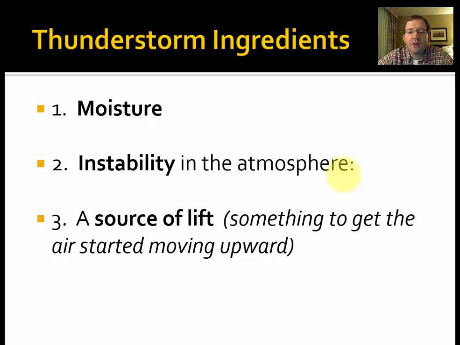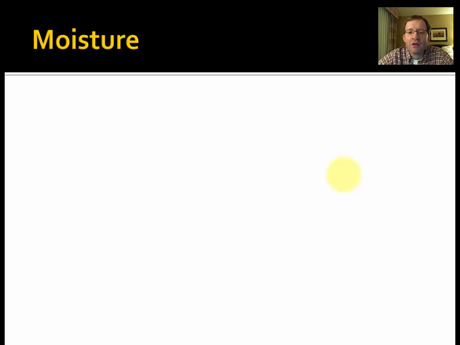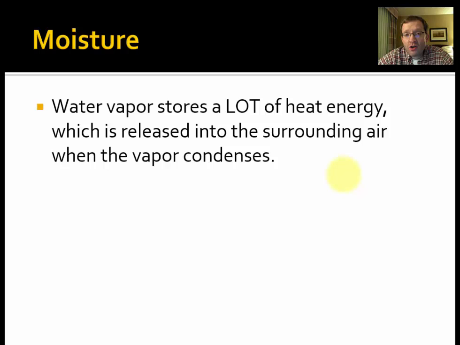And there are lots of different ones for that. So what I want to do is go through each of these separately and tell you a little bit about why each of them is important. So moisture's first. First of all, moisture is the key ingredient for a thunderstorm because it's the true fuel for the thunderstorm. It's where the energy comes from.